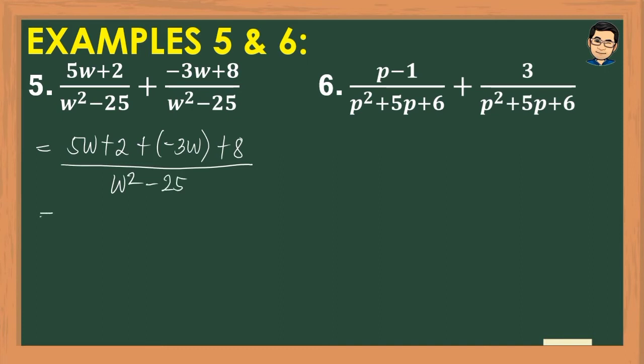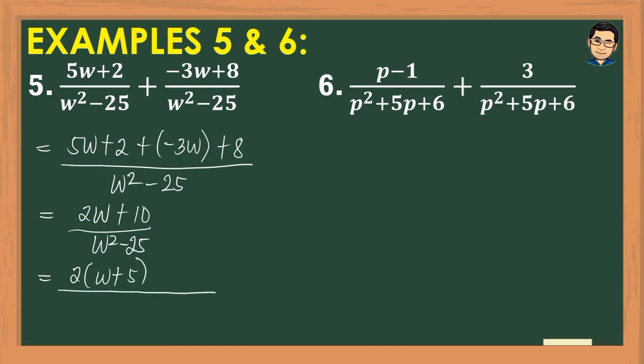And then, we combine like terms. 5w plus negative 3w, that is 2w. Then, 2 plus 8, that is 10. All over w squared minus 25. Now, we can factor both numerator and denominator. So, sa numerator po, using common monomial factor, ang GCF is 2. So, magiging 2 times the quantity w plus 5.